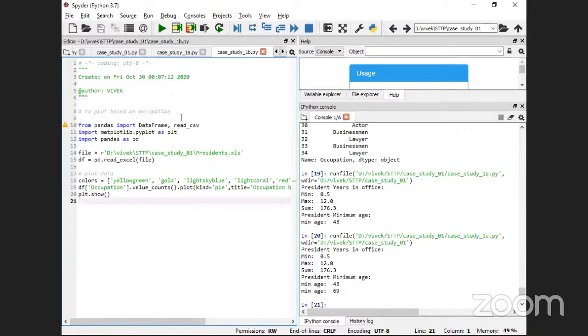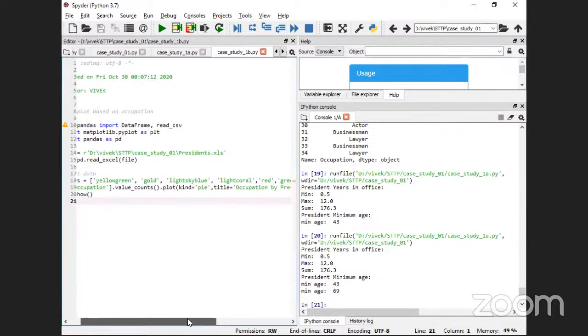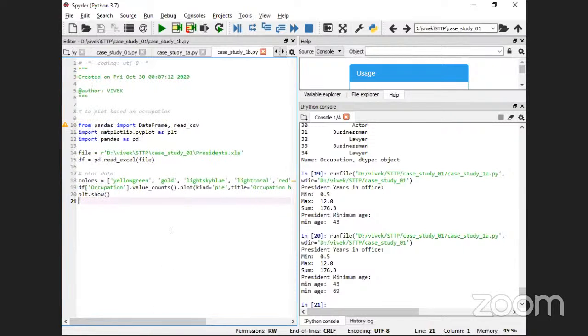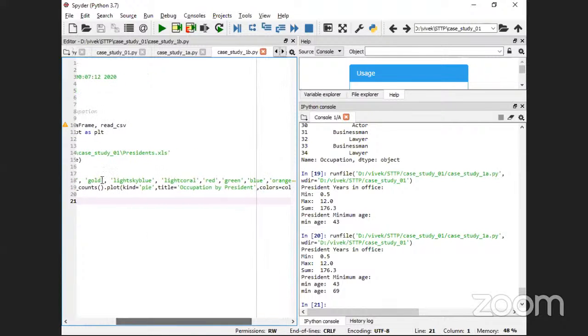You can see here that I have used the same file, the US President file, a data set consisting of the US President details. Here you can see that I'm going to plot this, where I have used matplotlib for this. You can also see that I have used a pie chart.